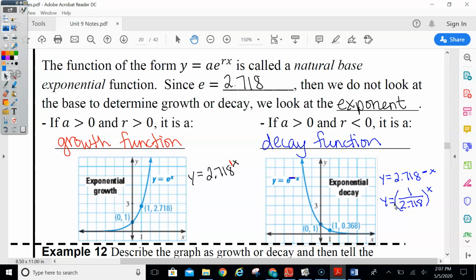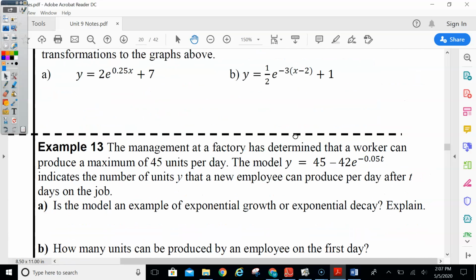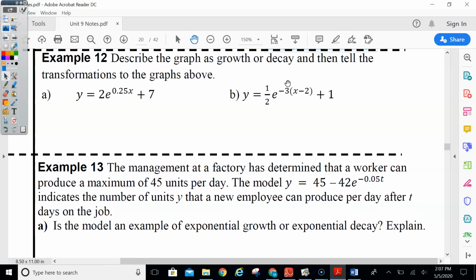So for these, we don't really look at the base to know if it's a growth or decay. We look at the exponent. The base is always going to be e. That part's not going to change. The exponent is what changes. Positive exponent means it's growth. Negative exponent means it's decay. Okay, so that's what we're going to do for this one. We're going to say if it's growth or decay.